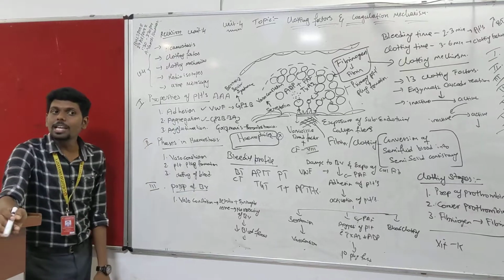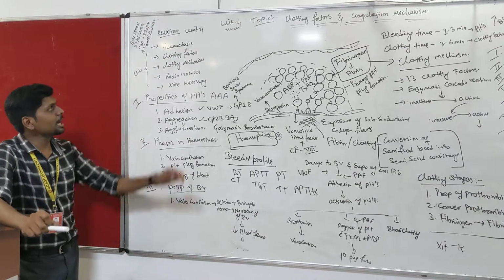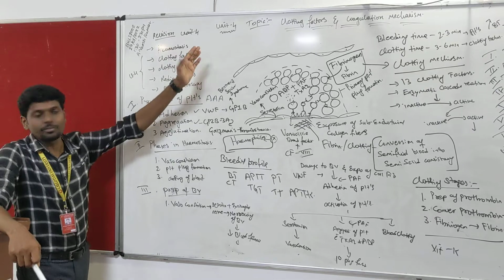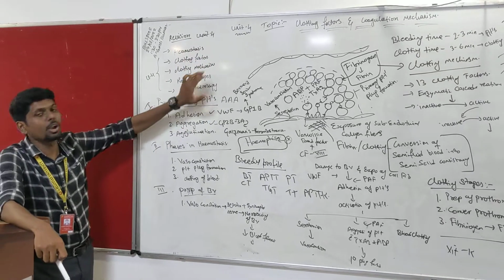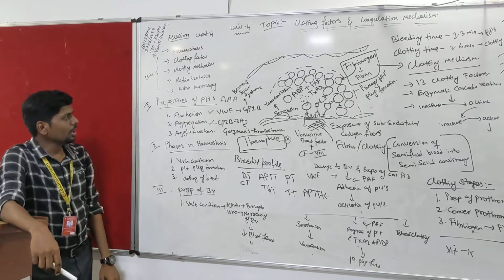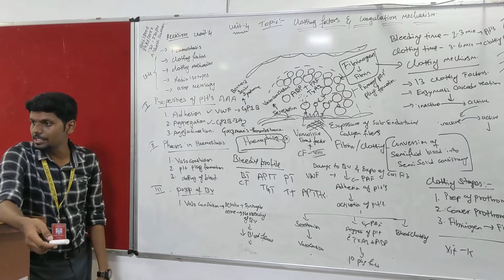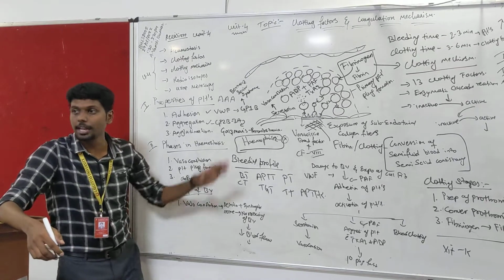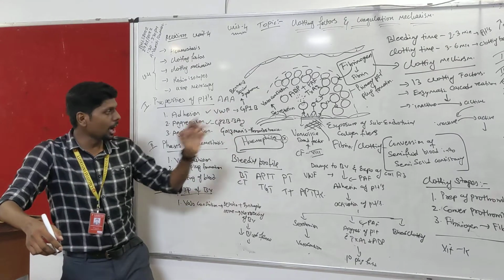Okay, so in today's lecture, in the fourth unit we have hemostasis, clotting factors, and clotting mechanism, right? In the last lecture we discussed hemostasis. In order to understand hemostasis, we need to know three important pieces of ground knowledge.